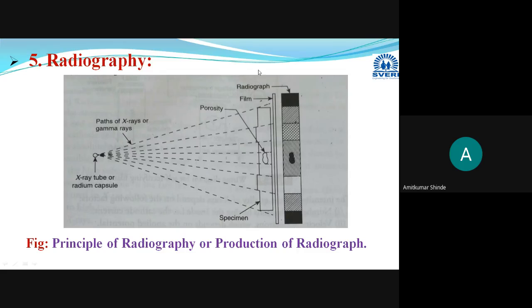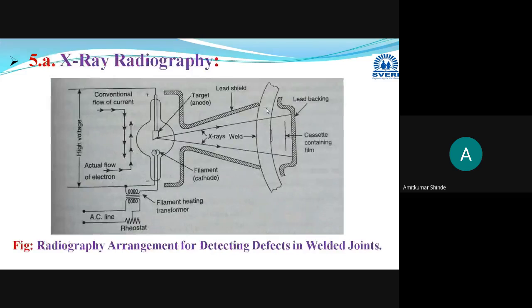For X-ray radiography, you write here X-ray tube, X-rays, then the specimen and film remain as they are, and instead of radiograph you write exograph. And for gamma rays, the source will be radium or cobalt 60, then gamma rays, and the remaining part remains as it is. The film obtained is known as the radiograph only. These are some diagrams. What additional part is there?